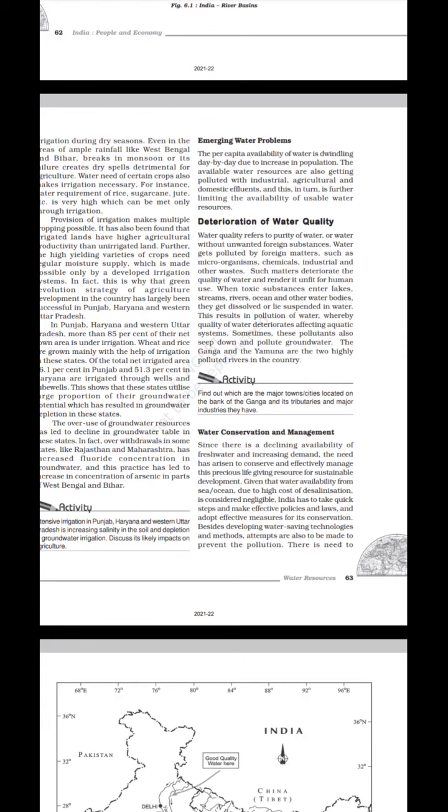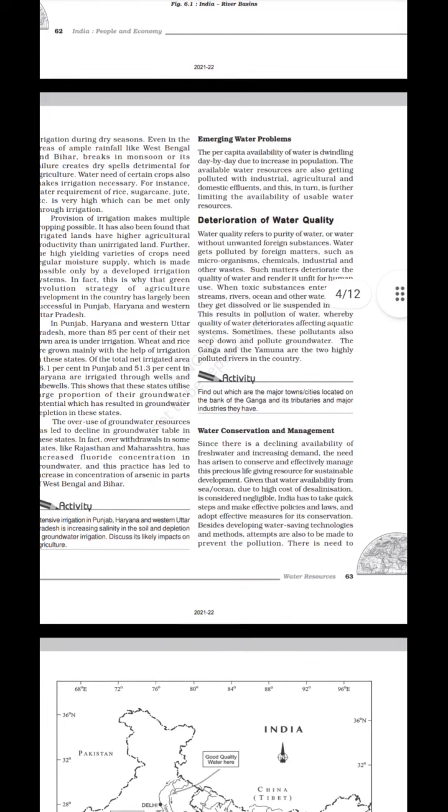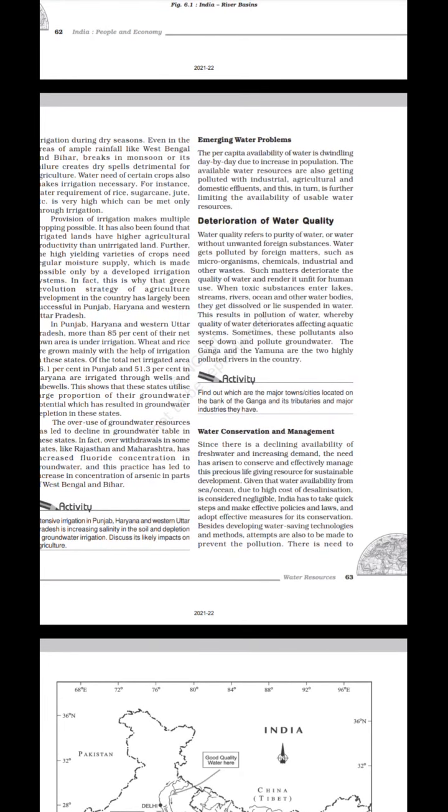Deterioration of water quality. Water quality refers to purity of water, or water without unwanted foreign substances. Water gets polluted by foreign matters such as microorganisms, chemicals, industrial, and other wastes. Such matters deteriorate the quality of water and render it unfit for human use. When toxic substances enter lakes, streams, rivers, oceans, and other water bodies, they get dissolved or lie suspended in water. This results in pollution of water, whereby quality of water deteriorates, affecting aquatic systems. Sometimes these pollutants also seep down and pollute groundwater.